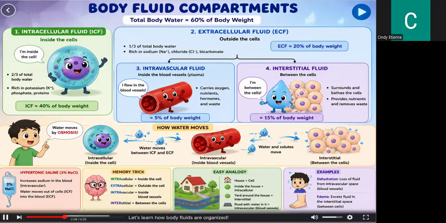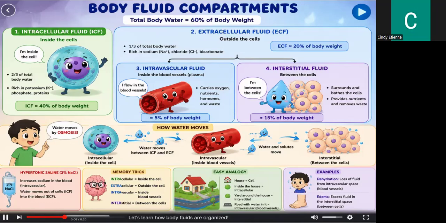To understand fluid regulation, we first need to understand where water is stored in the body. About 60% of the adult's body weight is water, and it's divided into two main compartments. Intracellular fluid, which is fluid inside the cells, contains about two-thirds of the body's total water, making up approximately 40% of body weight. This compartment is rich in potassium. So potassium is mostly intracellular. Phosphate is also there and proteins, which are essential for normal cell function.